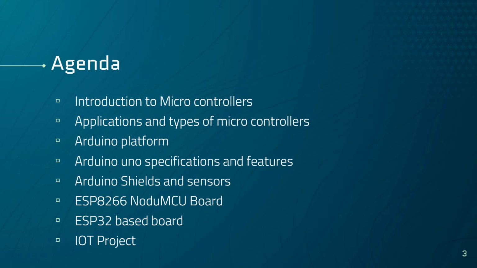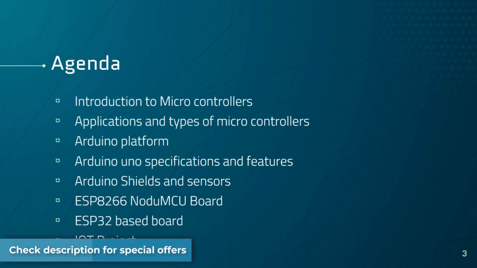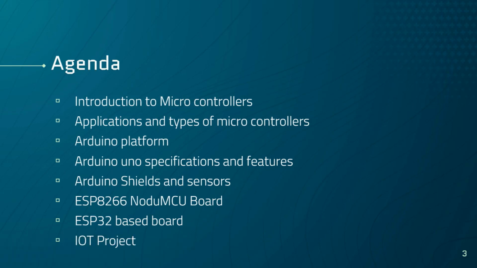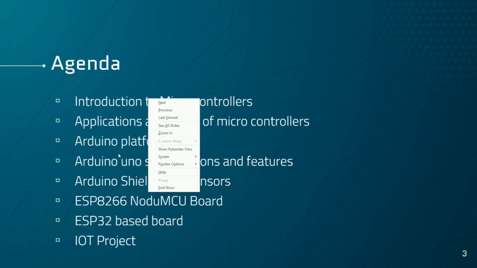And then we're gonna head to the Arduino platform. Why did I choose Arduino platform? Because Arduino is the most famous and the most supported microcontroller development board available. So it is very easy for beginners and for makers to start developing their own IoT projects using the Arduino platform. And then we're going to have a look at the Arduino specifications and features. Then typically a project consists of sensors and shields. So we're going to have a look at the Arduino sensors and shields.